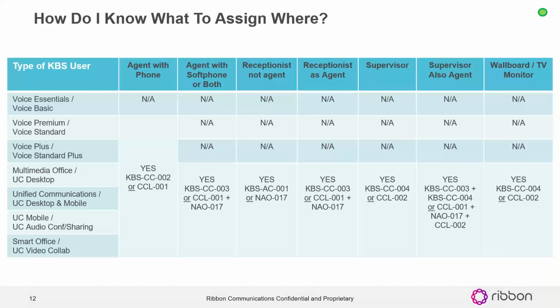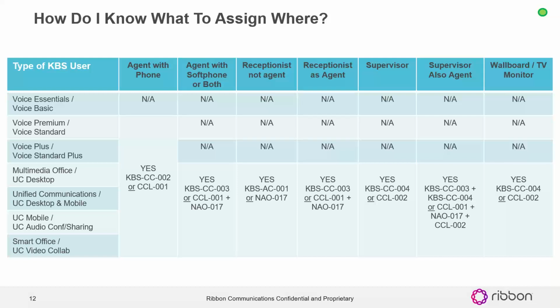What we're showing here is that almost all licenses, apart from Voice Basic, which was previously called Voice Essentials, will have the presence capability. The reason for that is that the queuing application, if you're an agent, will leverage the KBS presence service to monitor whether you're active in a call, whether you're available to have a call distributed to you, etc.